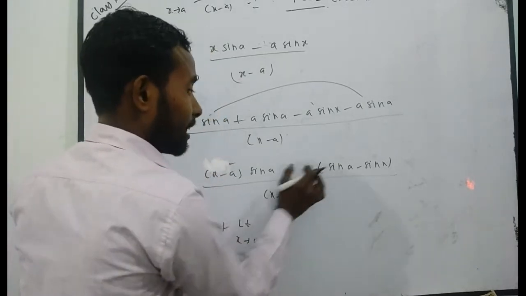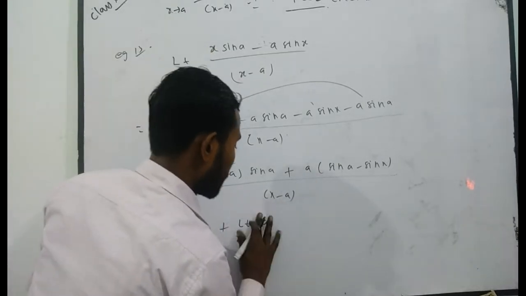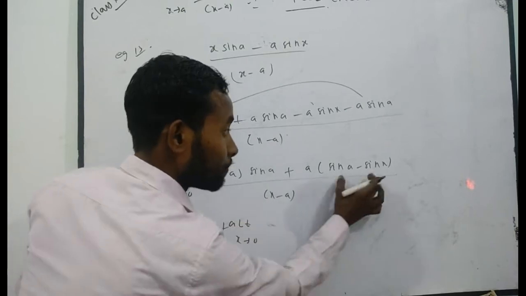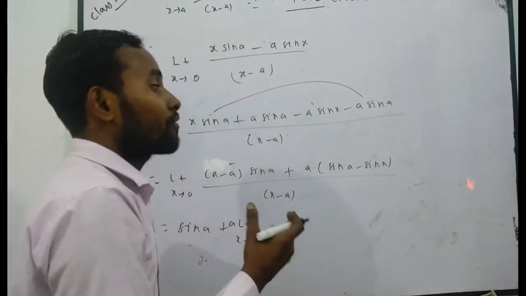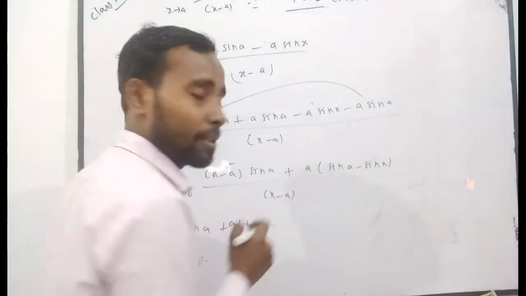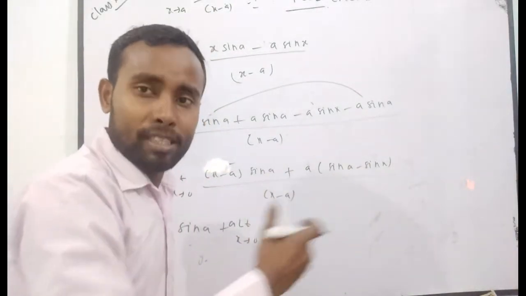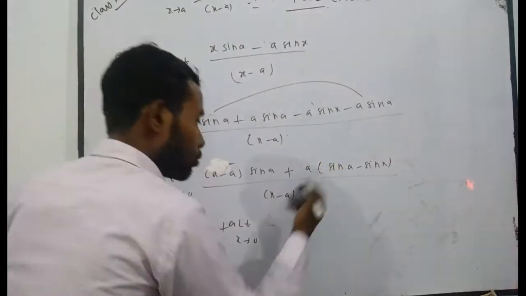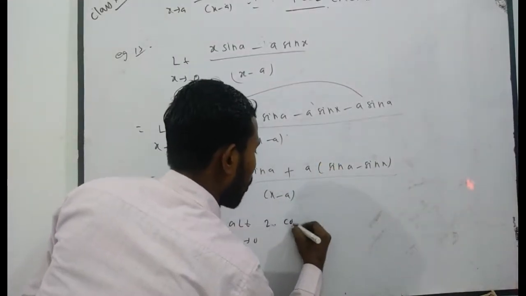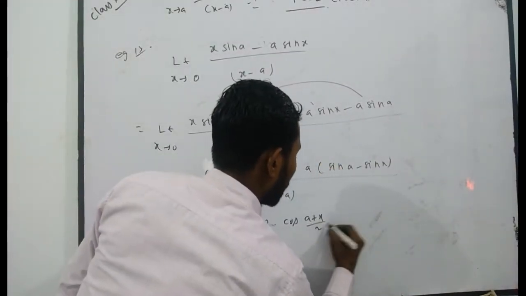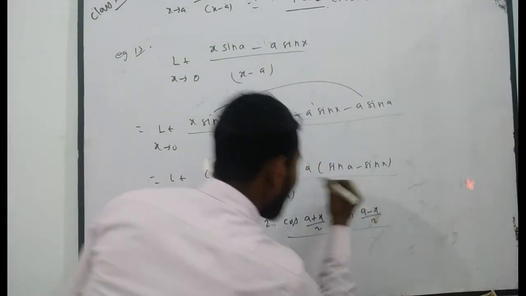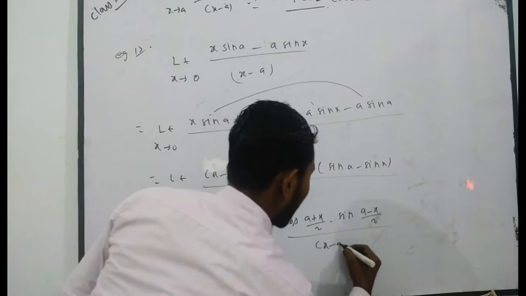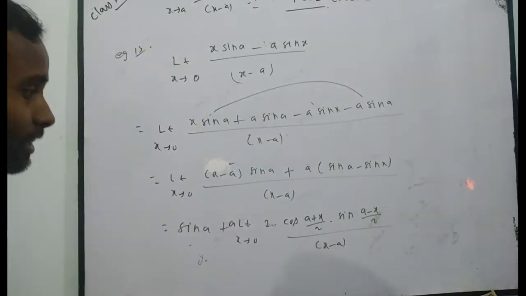You can't remove it here, so you have to write a times. You can take a out of this limit, sin a minus sin x. What is the formula of sin c minus sin d? Sin c minus sin d is equal to 2 cos c plus d by 2 into sin c minus d by 2. So you can write 2 cos a plus x by 2 into sin a minus x by 2, and in the denominator x minus a, which has already been written. Now we have to think about this problem.